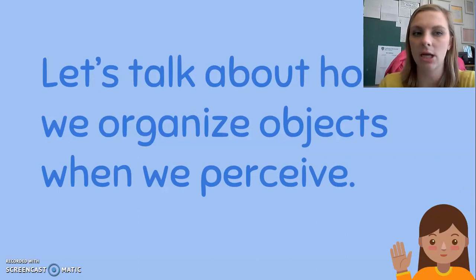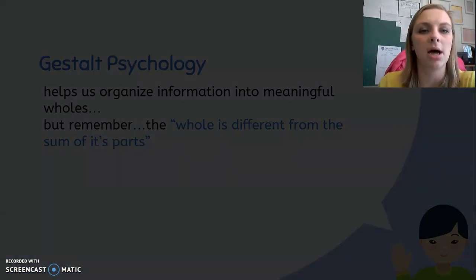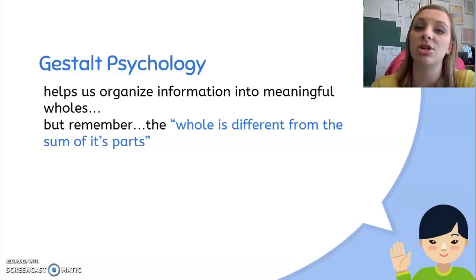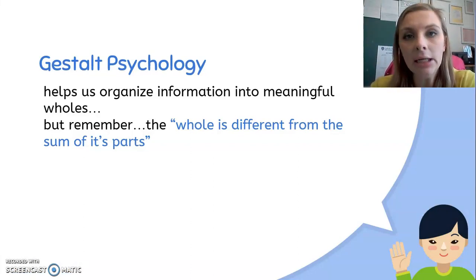Okay, our next video is perceptual organization. So let's talk about how we organize our objects when we actually are processing them. The main idea is Gestalt psychology, and this is that our brain wants to organize information into meaningful wholes. It doesn't want us to see things in separate parts. It wants to put everything together to make a large picture of it.